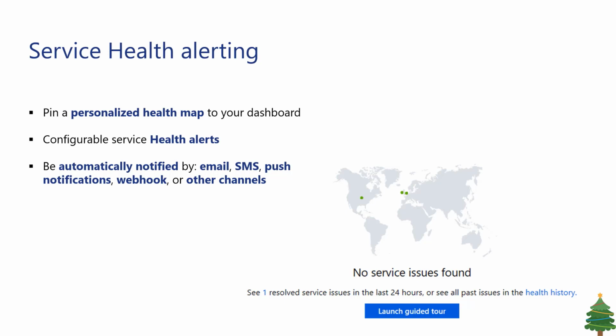Next to that, you can also configure service health alerts. Because Azure Service Health is integrated in the back with Azure Monitor, you can set up an alert which automatically notifies all appropriate people in your organization via, first of all, email, otherwise text message, even with push notifications or webhooks. So those people can get informed when a specific resource is impacted by an issue.